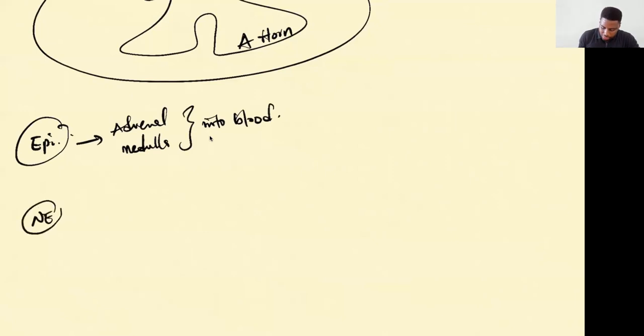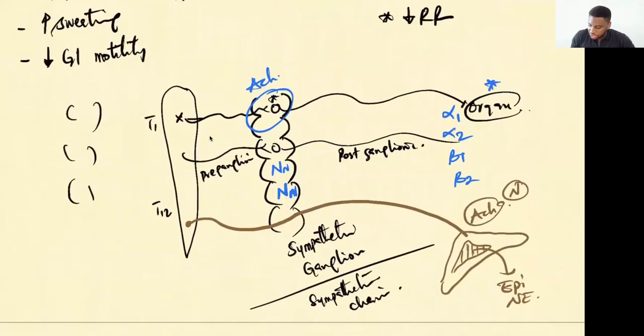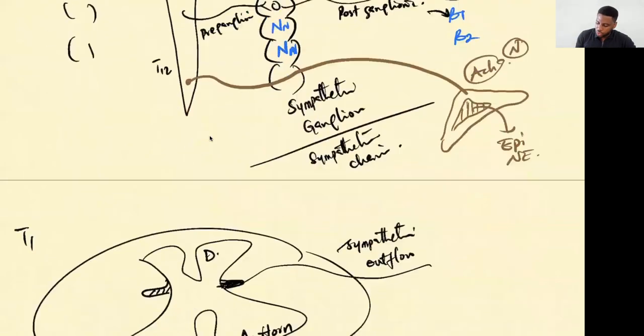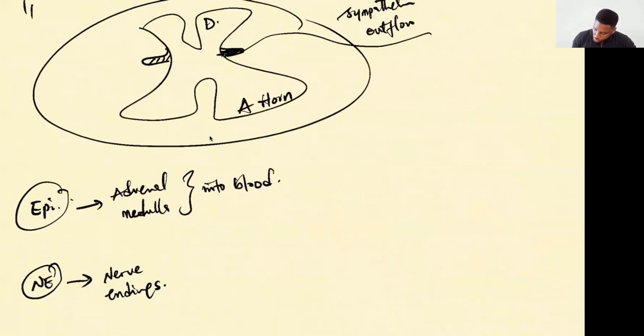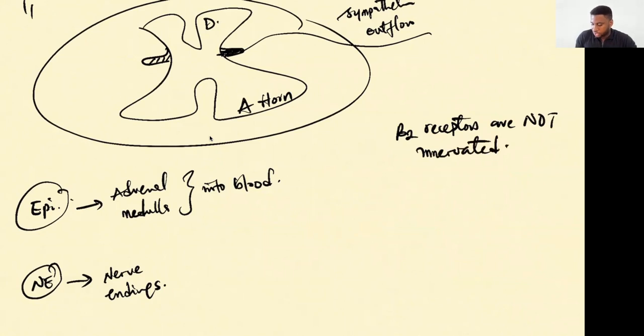Norepinephrine, on the other hand, for the most part, is released from nerve endings. So these nerve endings are these organs, stimulating alpha-1, alpha-2 receptors, and beta-1 receptors. You want to know this. We'll come back to these guys. Beta-2 receptors are not innervated. Okay, beta-2 receptors are not innervated.